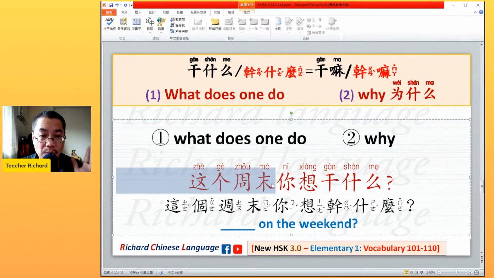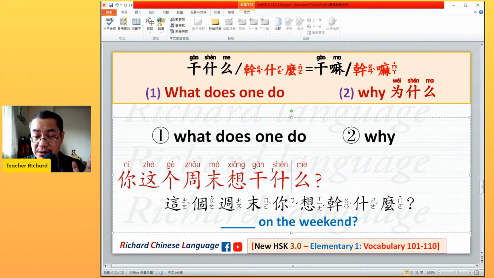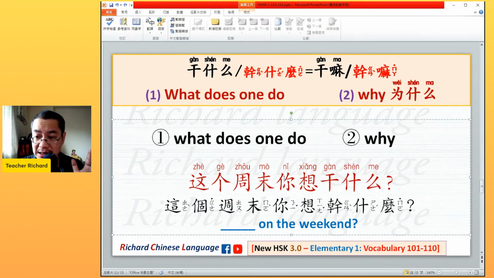这个周末你想干什么? Okay, 这个周末 means this weekend. 你想 like what do you want to do? It's like that, right? 你想, what do you think? What do you want? Okay, so what is the meaning of 干什么 in this sentence? Tell me. Okay.